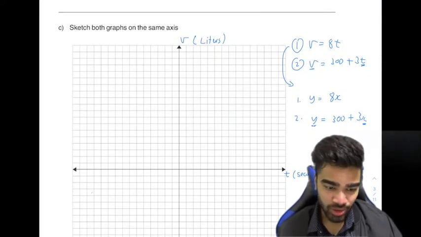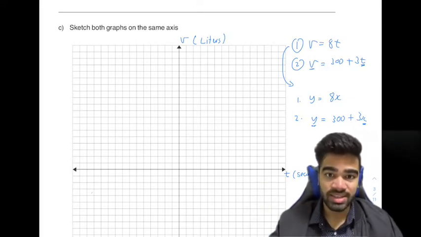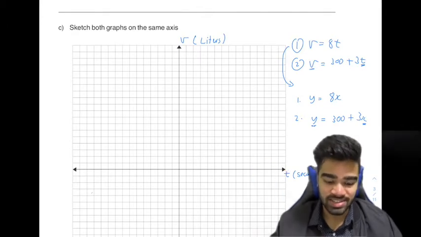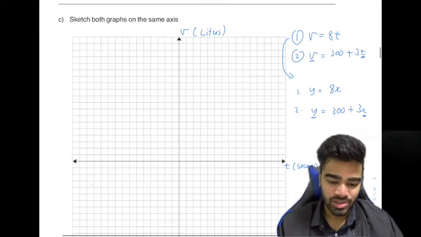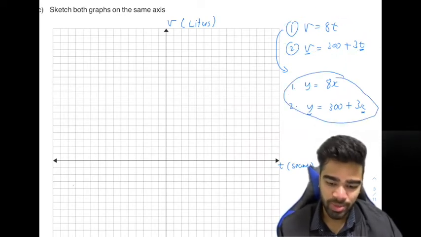All right. So I hope you understand. I'm going to say it again. Your y-axis, your vertical axis, is volume, whereas your horizontal axis, your x-axis, is t for time. Okay? So again, you don't have to worry about sketching these. If you're more comfortable, we can think about sketching these ones.